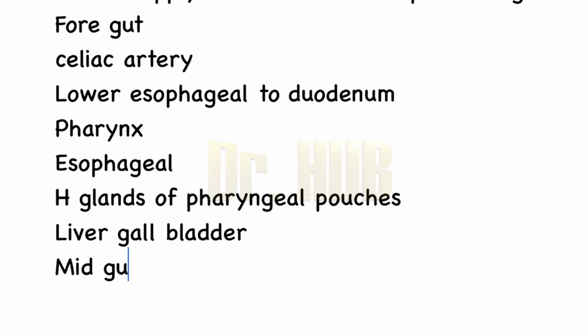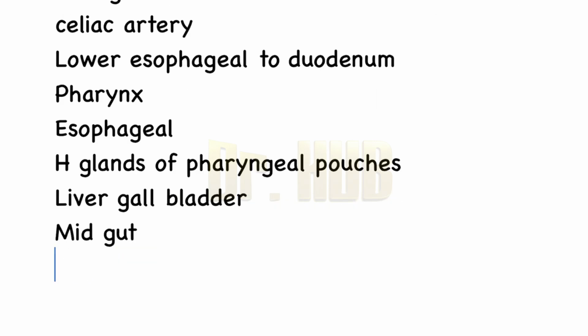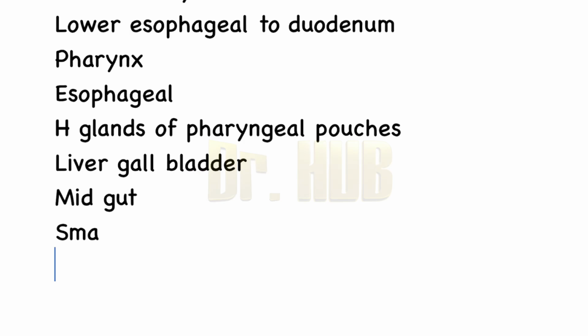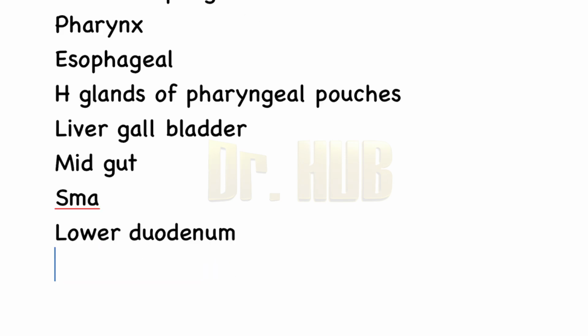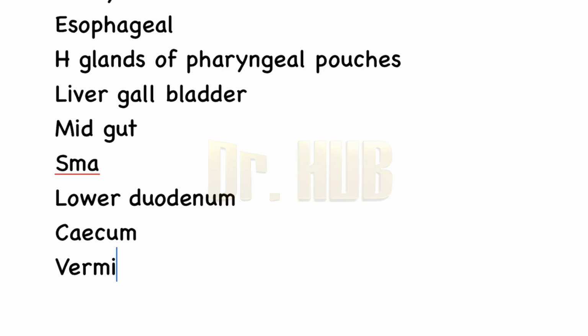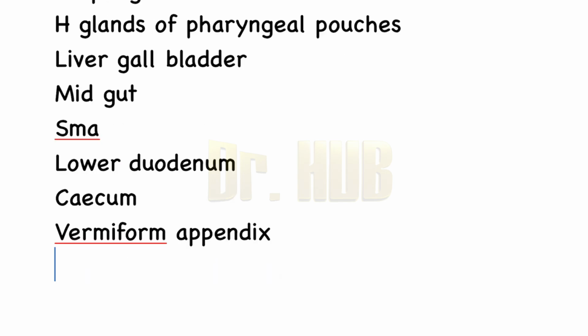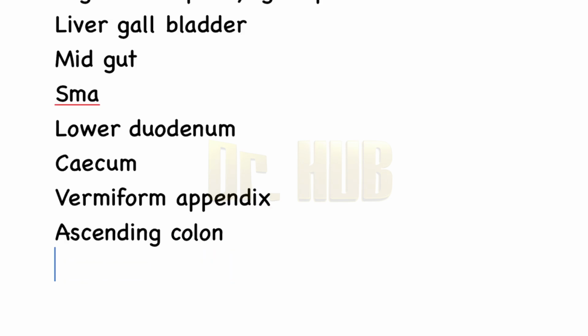Then comes the midgut. So what happens to the midgut? There is a superior mesenteric artery. SMA is superior mesenteric artery. So what is the role of the superior mesenteric artery? It supplies the lower duodenum and the jejunum, ileum, the cecum, vermiform appendix. Then comes ascending colon, the proximal two-third of the transverse colon.